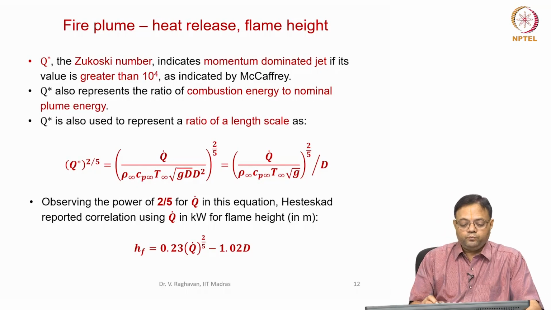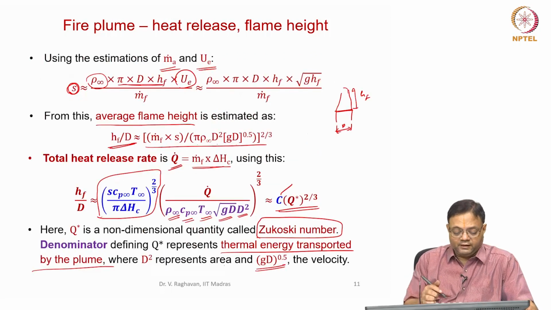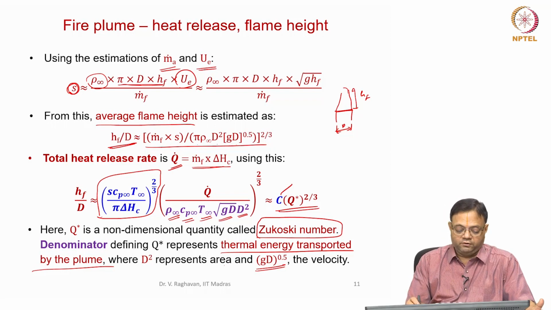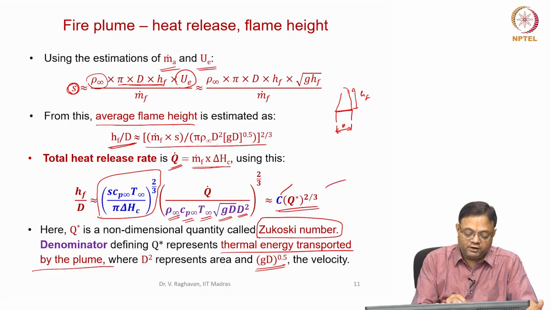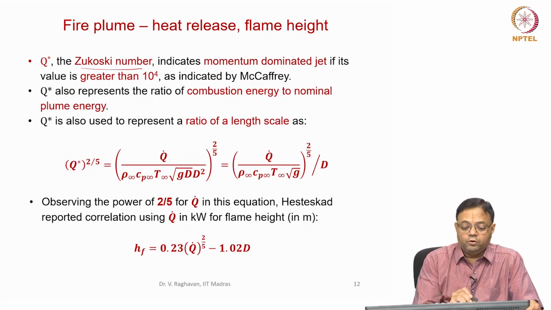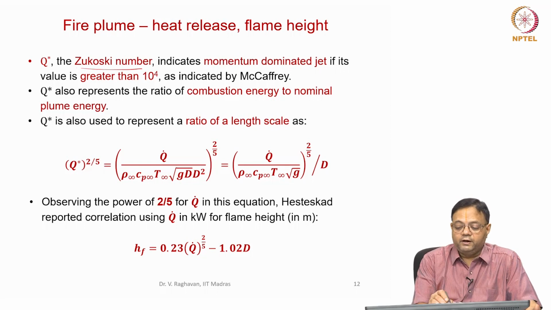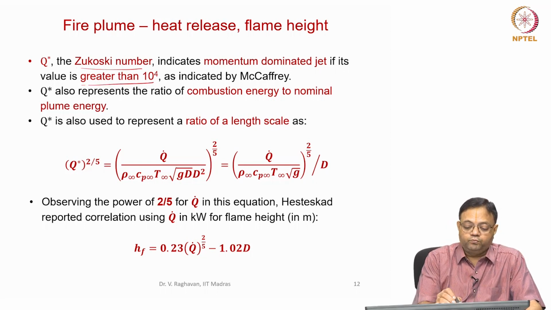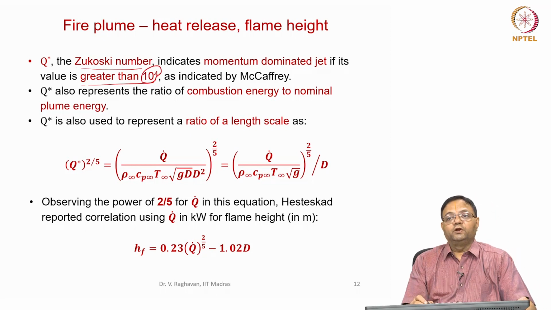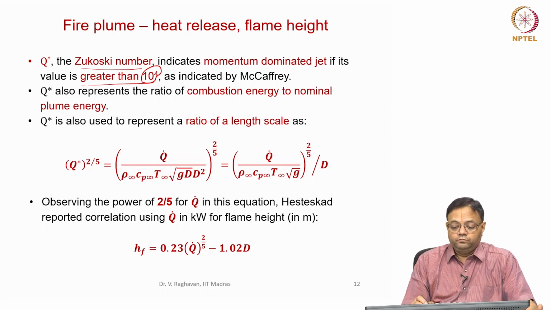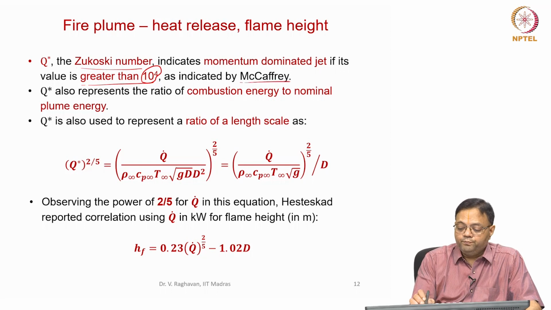So, now we have seen that the HF goes as some constant times the Zukowski number to the power 2 by 3. This is actually non-dimensionalized HF by D. Now, coming back, the Zukowski number indicates a momentum dominated jet if its value q star is more than 10 to the power 4, then it represents a momentum dominated jet. Okay, so this was indicated by McCaffrey.